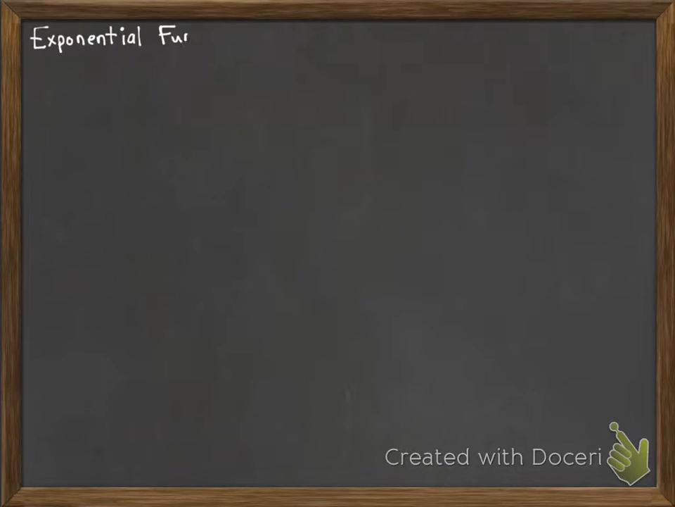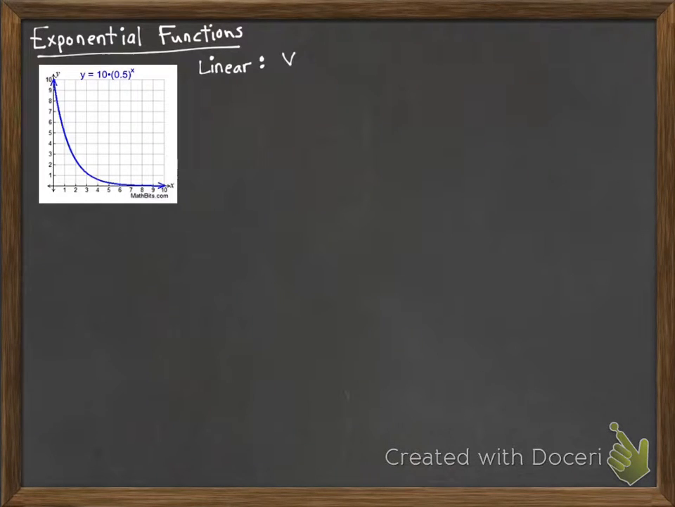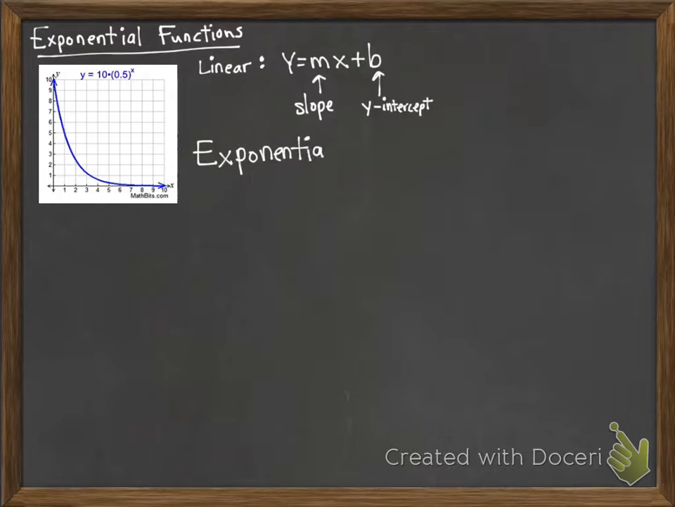Next, we're going to look at exponential functions. We've already talked a lot about linear functions. A linear function uses y equals mx plus b and is a straight line when you graph it. Exponential functions are a curve. They use the formula y equals b times r to the power of x, where b is the y-intercept and r is the ratio, or the number that we multiply by. In our example, we've got y equals 10 times 0.5 to the power of x.